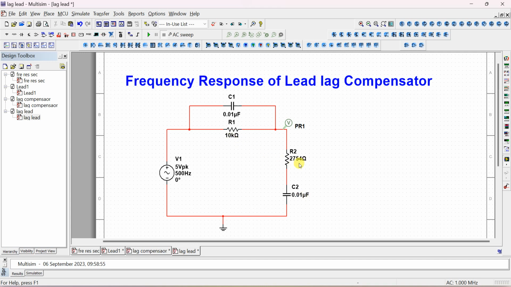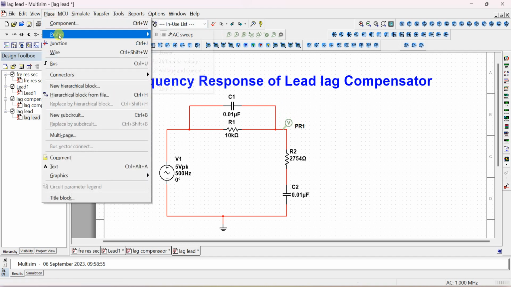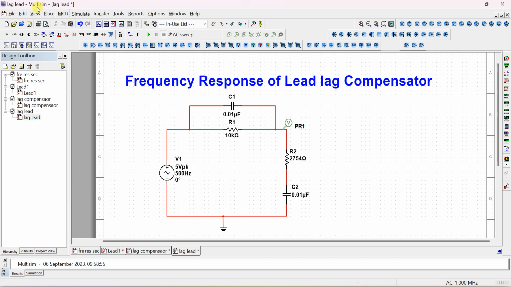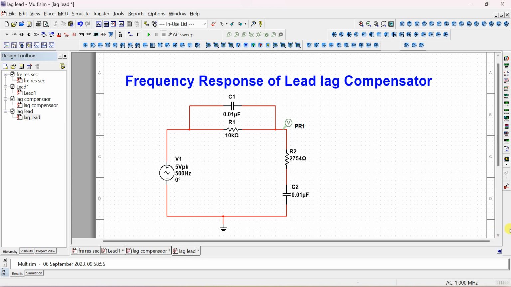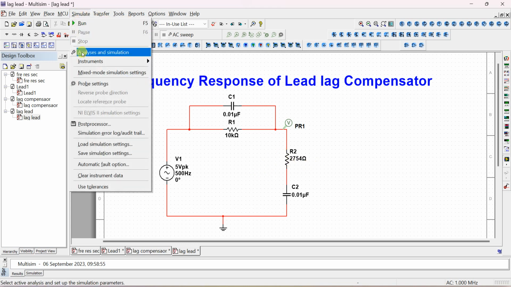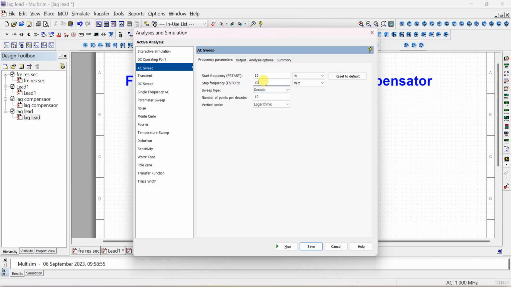And here also you have to connect one voltage probe, place probe. In MultiSim 14.1 or 14.2, it is available here only, place probe. In MultiSim 11 and earlier, the right side corner arrow mark will be there. From there, you have to pick the probe. So now I will execute the frequency response, simulate, analysis and simulation. Starting frequency is 10 hertz, ending frequency is 1 megahertz. Now I will run this.